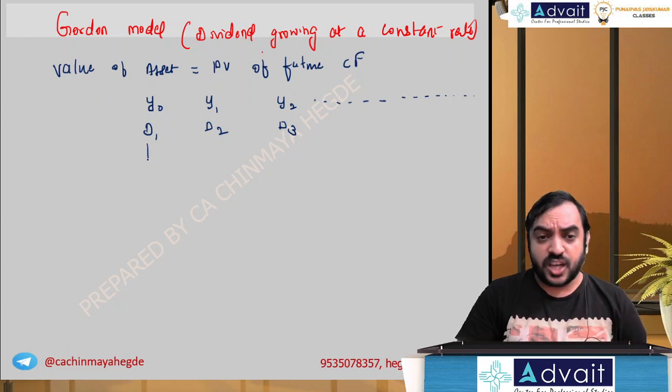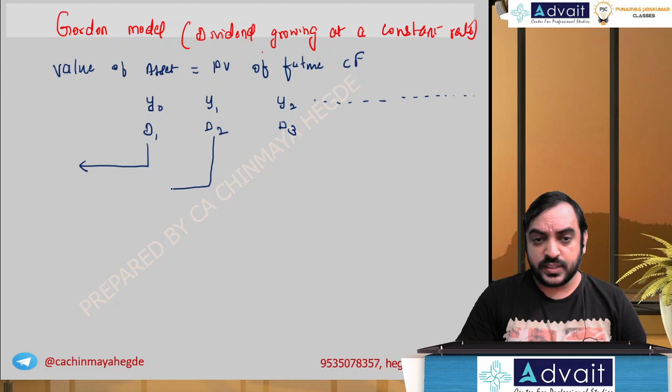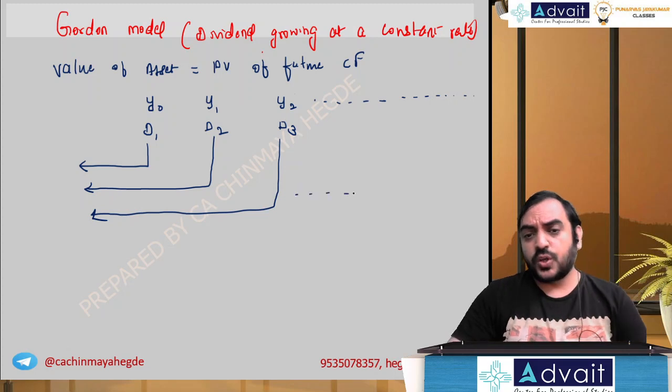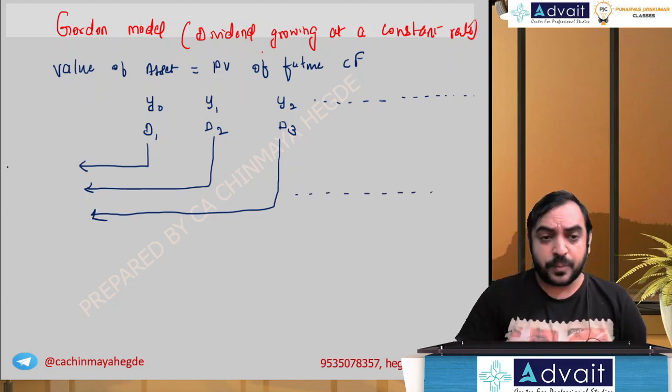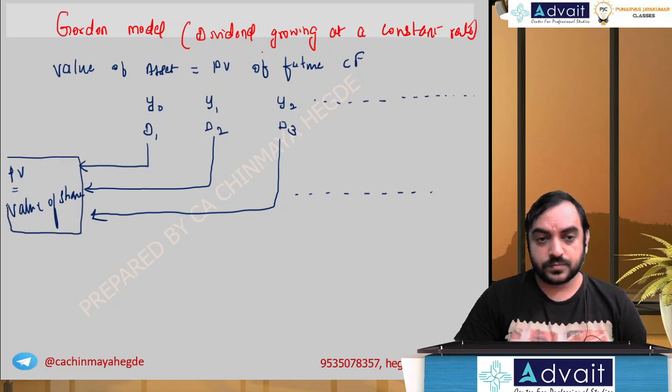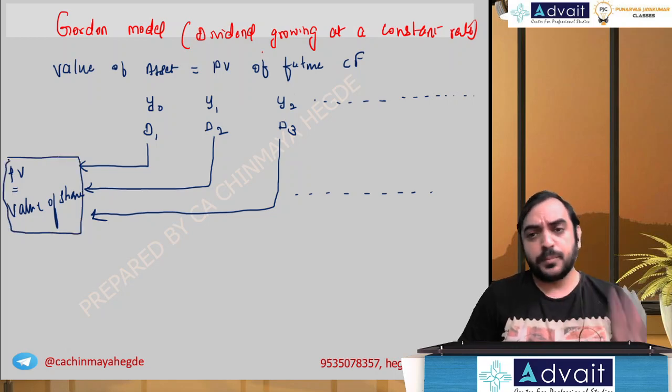Now, these are future cash flows. If I discount them like this every year, and so on for every year, that present value is the value of the share. You can say intrinsic value. This present value is the share value or intrinsic value. This is the basic concept.